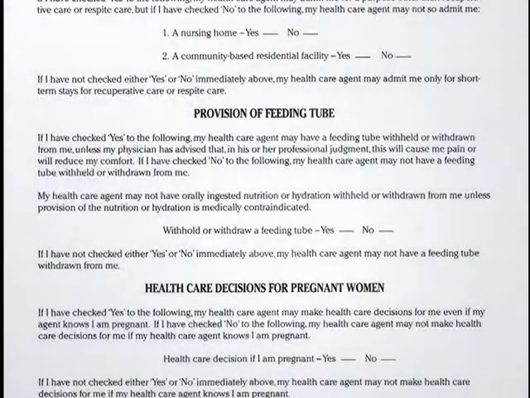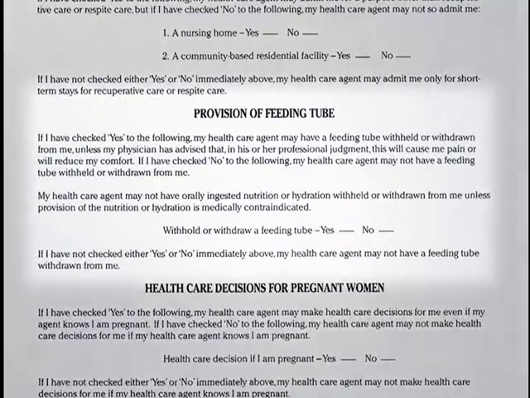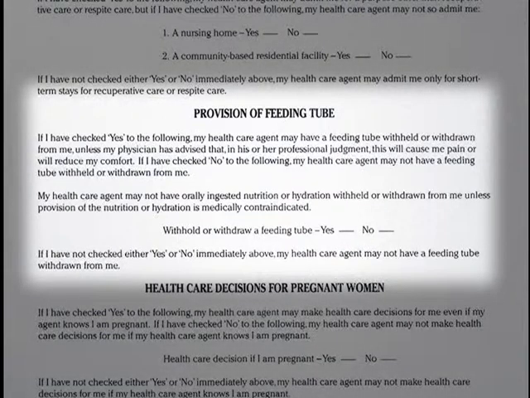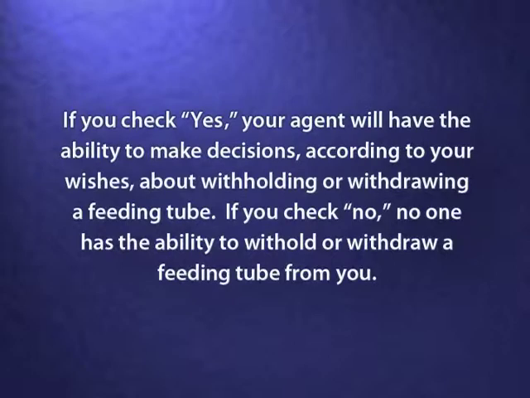In the next section, labeled Provision of Feeding Tube, you may designate whether or not your agent has the ability to make decisions about withholding or withdrawing a feeding tube. If you check yes, your agent will have the ability to make decisions according to your wishes about withholding or withdrawing a feeding tube. If you check no, no one has the ability to withhold or withdraw a feeding tube from you.